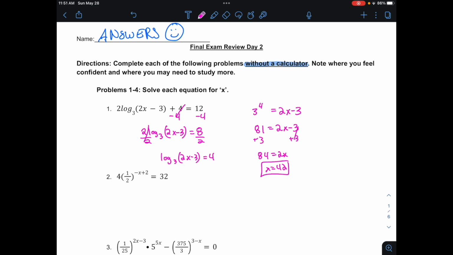Okay, I double check real quick. If I put in 42 here, I would get 84 minus 3, 81. Log base 3 of 81 is 4. 2 times 4 is 8 plus 4 is 12. So it checks, and I don't hit any sort of domain issues. I want to make sure that when I put in a value for x, the argument inside the log is positive and not 0.